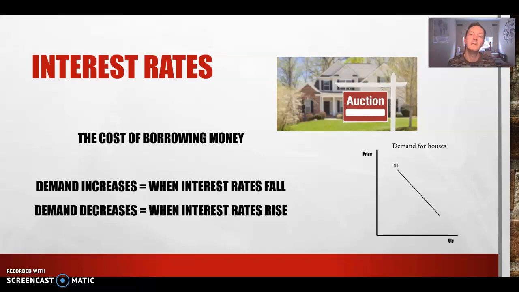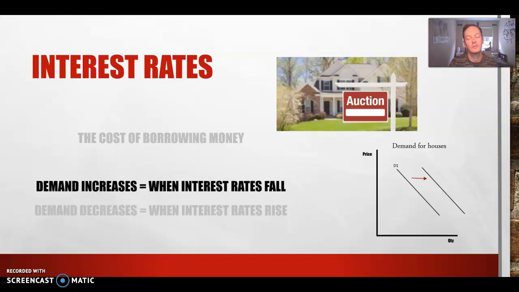The reason being, when interest rates fall, that little bit extra that people have to pay back on their loans becomes smaller, and they've got more money left over for other things. So I want you to make a prediction here. When interest rates fall, what's going to happen to this demand line? Is it going to shift to the right or the left? It is going to go to the right. It's going to increase demand for most goods and services because there's more money to spend on them.